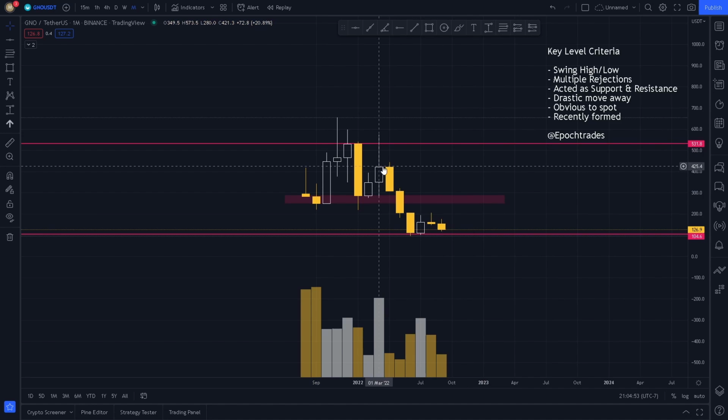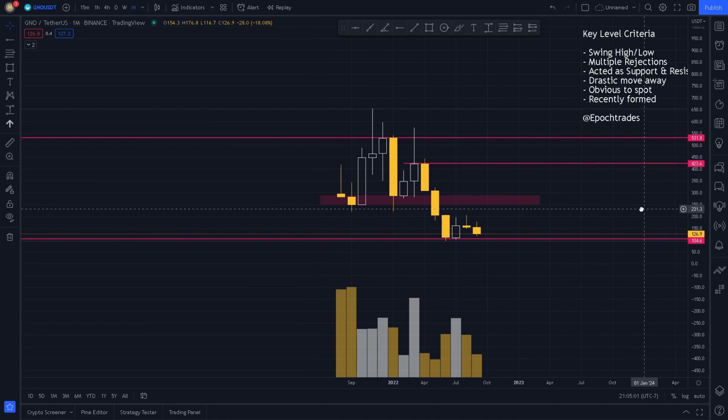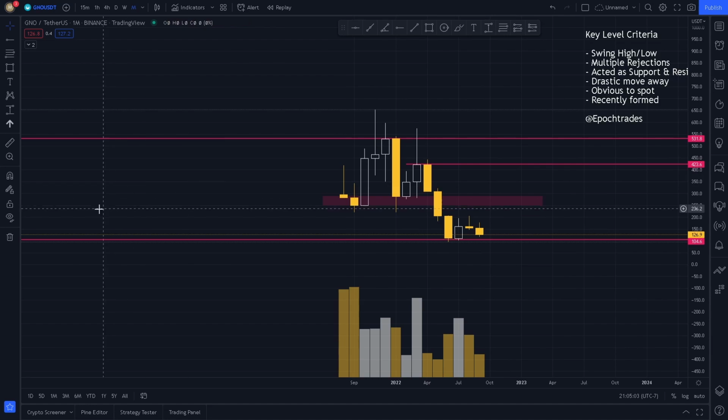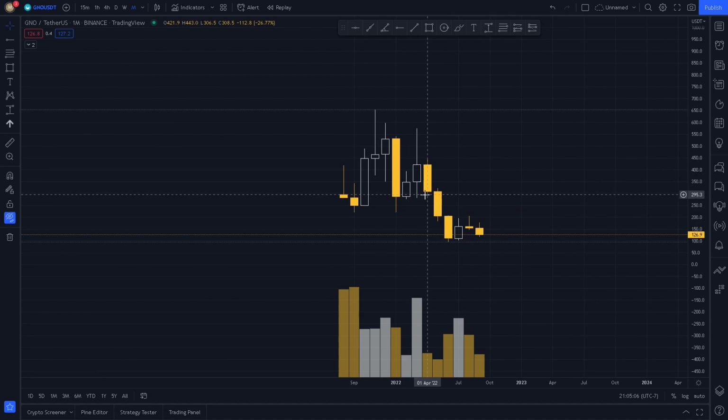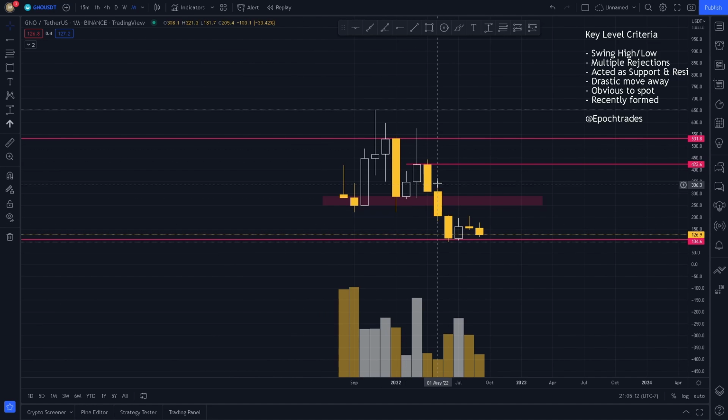But other than that, we have another level here. Let's go ahead and draw that in. So this is how our monthly looks. It looks a lot more structured than having nothing there, which is kind of blind. We don't know what we're looking at, whereas when we add some structure to the chart, we can determine where price may react.